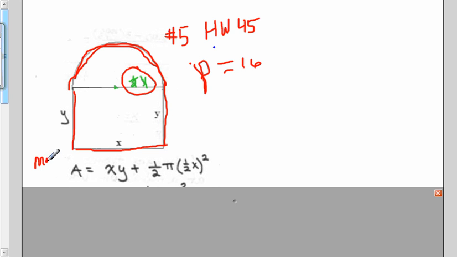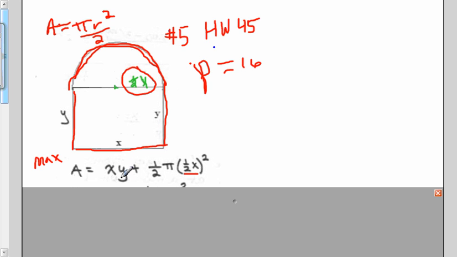So the area is going to be the area of the rectangle, length times width, which is x times y, added to the area of the semicircle. So area of a circle is pi r squared. And, well, what's the radius? It's 1/2 x. And it's a semicircle, so it's half of that. And that's 1/2 pi, 1/2 x squared.